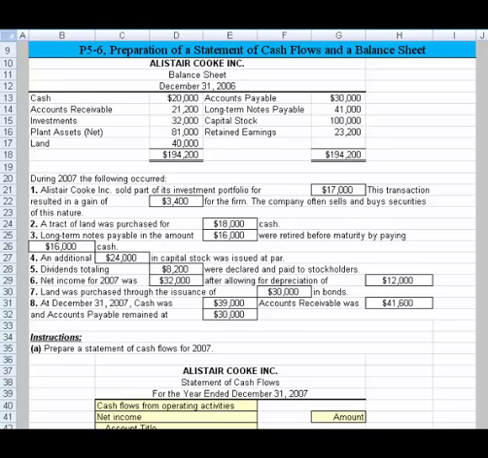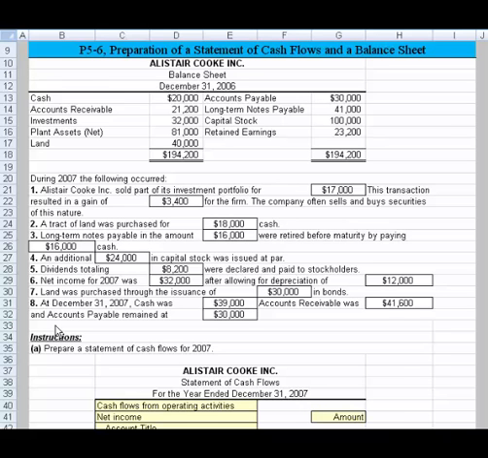Hi everyone. Let's take a look at problem 5-6 where we're asked to prepare a statement of cash flow and a balance sheet. Okay, we've got the All-Star Cookie Company in front of us and we have a balance sheet for December 31st, 2006 in front of us as well. And then we have 8 facts that occurred during 2007.